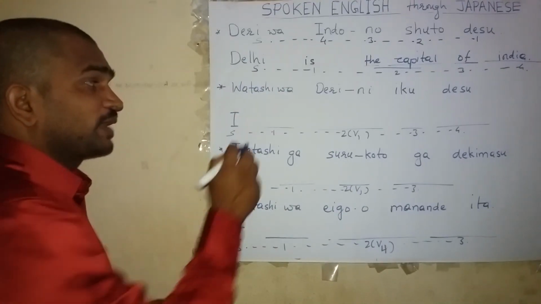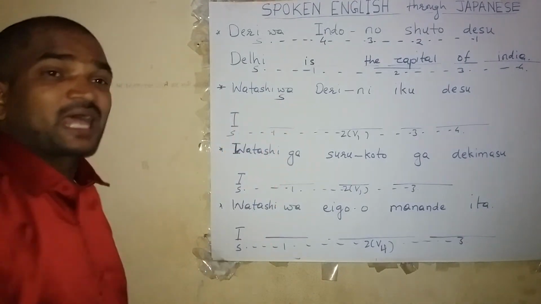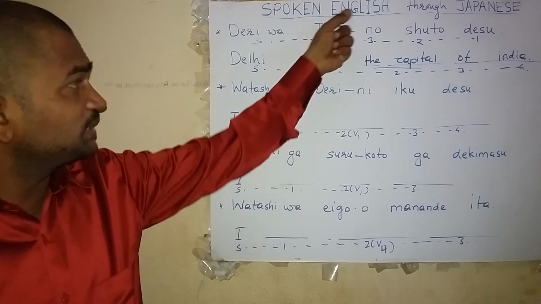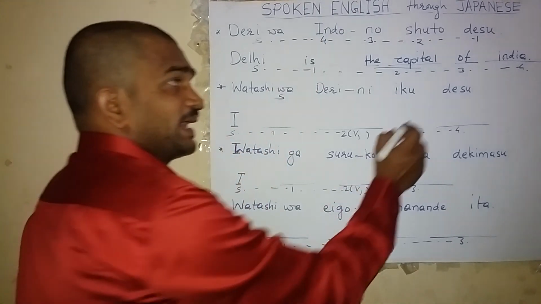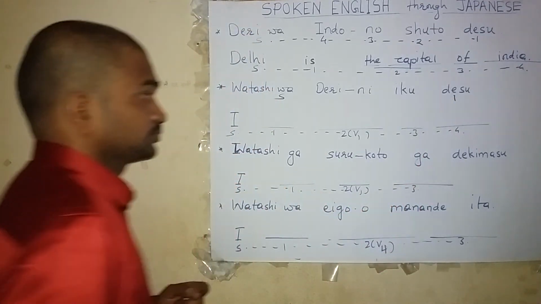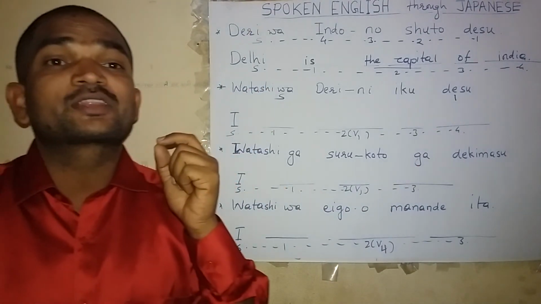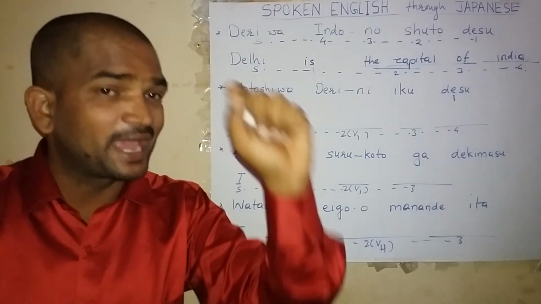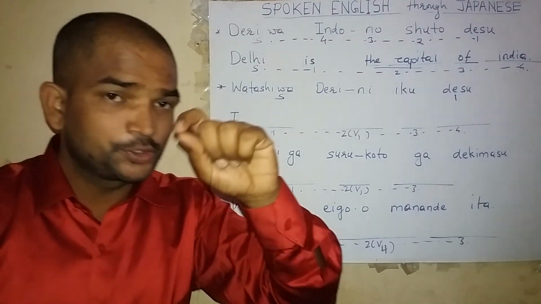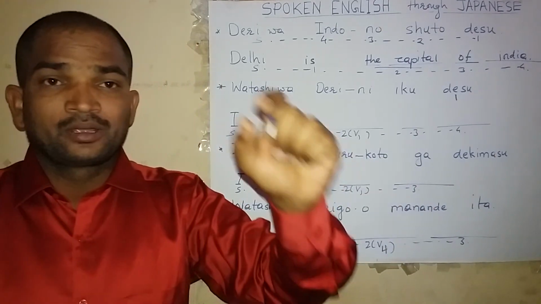First we should find out the subject. The subject is watashi wa. The English word for watashi wa is "I". Here at the end of the sentence there is desu. The English word for desu is "I am". There are three words for desu: I am, is, are. We use "I am" with I.